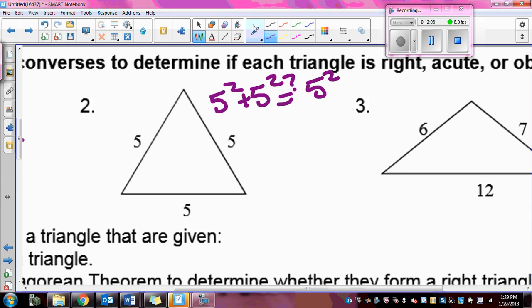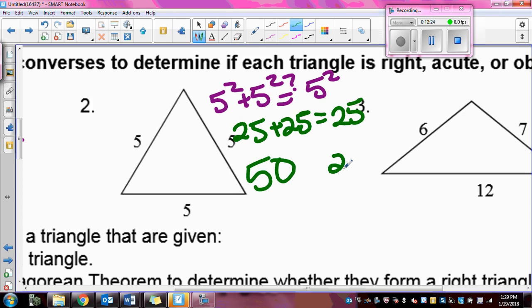We're not sure. Alright, well, I know that 5 squared is 25, right? So I know that 25 plus 25, is that equal to 5 squared, which is 25? No, because 25 plus 25 is 50. Which one is bigger, 50 or 25? The 50 is bigger. So that means my hypotenuse, or my third side, is less than. Remember, if my third side is less than, then it's going to be acute.